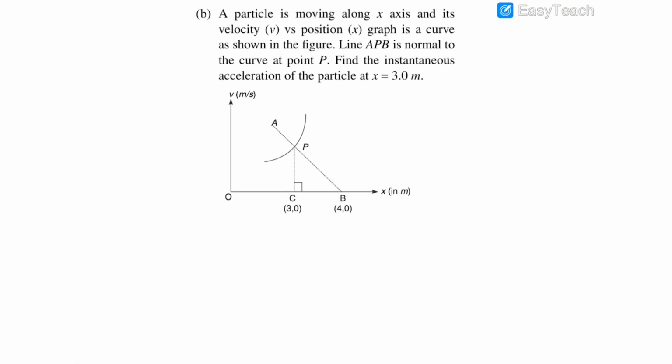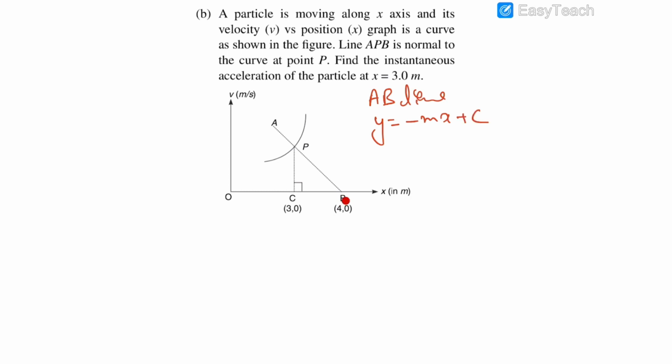Now we move on to the next question. In this question, you can see that a particle is moving along the x-axis and its velocity position graph is shown as a curve. This APB is the normal to this curve and this normal passes through this curve at point P. We have to find out the instantaneous acceleration at this point P. You can see that this is a straight line going in the downward direction. So let us assume that line AB has the equation y is equal to minus mx plus c.